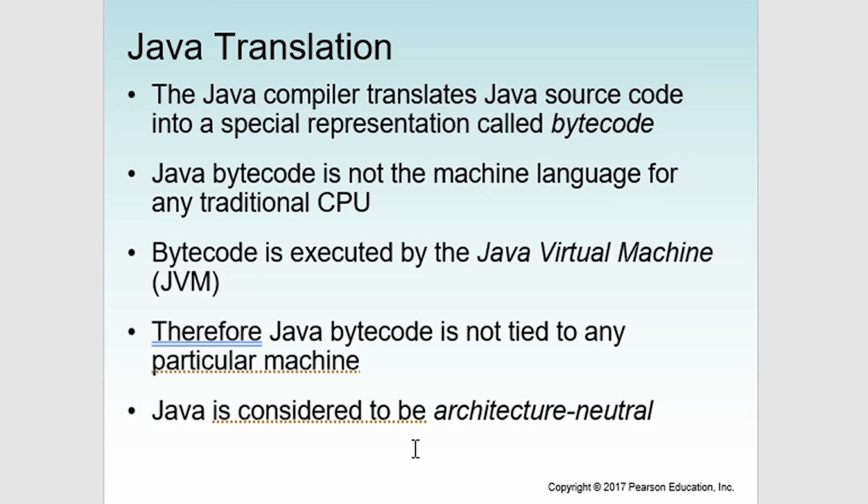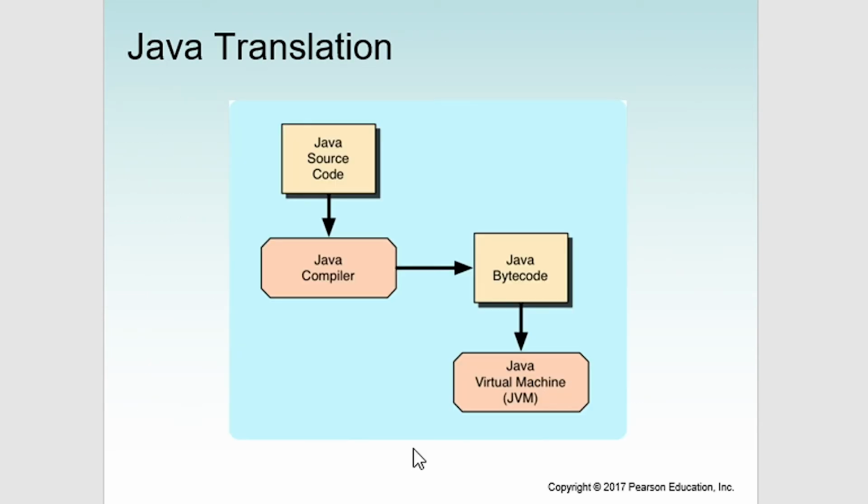Bytecode is executed by the Java virtual machine. Therefore, Java bytecode is not tied to any particular machine. Java is considered to be architecture neutral, and that's what makes it so popular. That's why it became a really popular language, because when you write Java code, you're not targeting any specific machine.